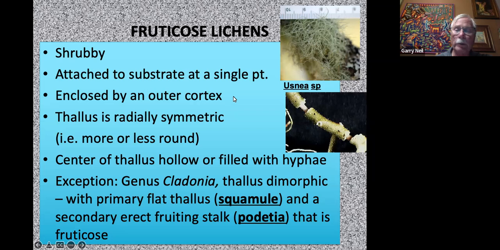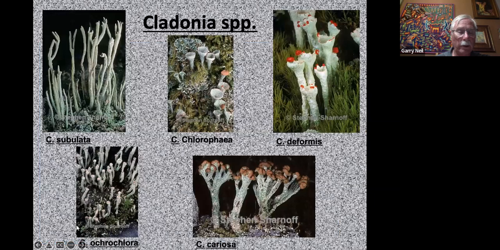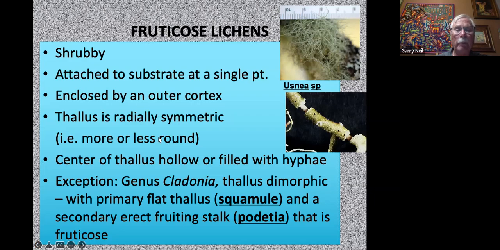Okay, it's enclosed by an outside covering, the cortex. Being radially symmetric means that you can cut it in any direction you want, and you'll still get the same half. Okay. The exception with shrubby are the genus Cladonia, where the thallus is dimorphic.